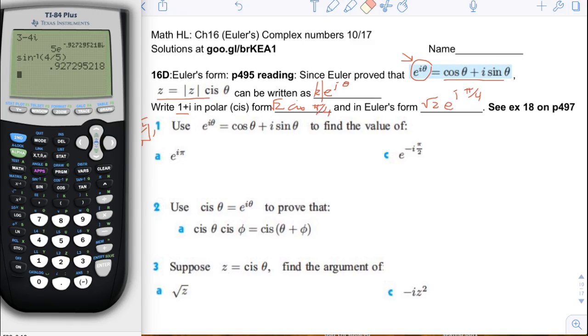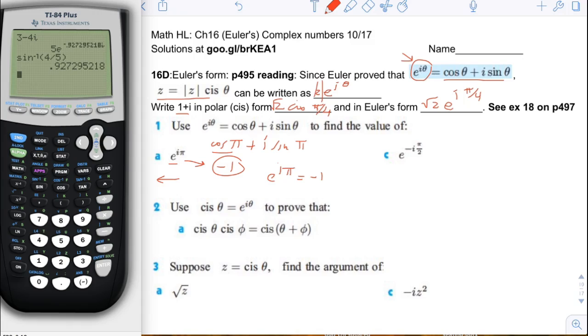So now let's use e to the i theta equals cosine theta plus i sine theta to find the value of e to the i pi. Okay, so that would be cosine of pi plus i sine of pi. And cosine of pi, according to the unit circle, is equal to -1. And sine of pi, according to the unit circle, is equal to 0. So, there we go. Isn't that the beautiful equation? e to the i pi equals -1.